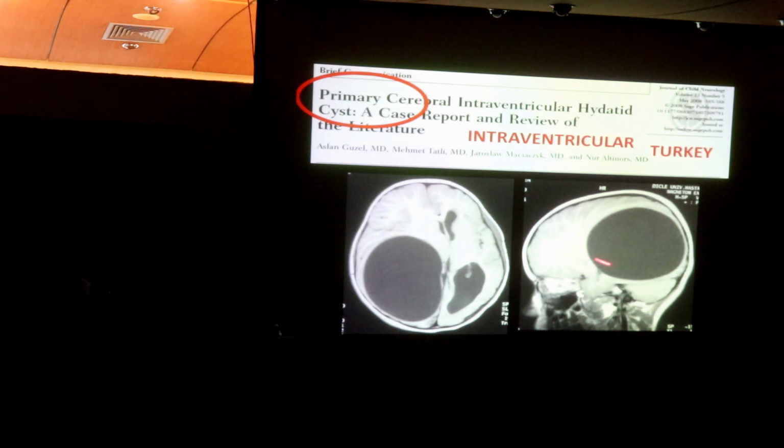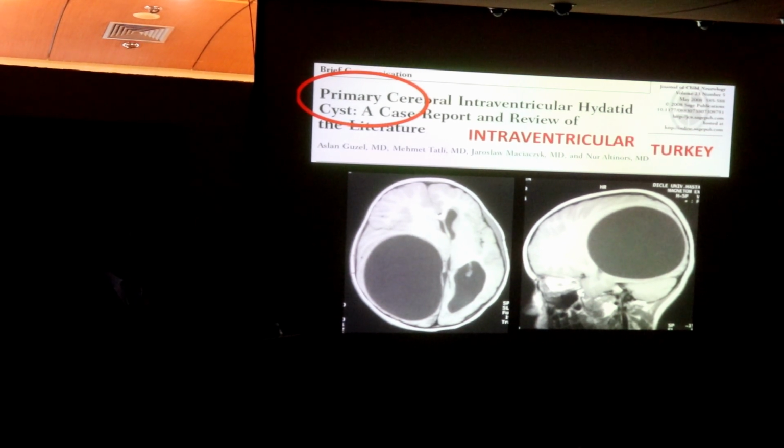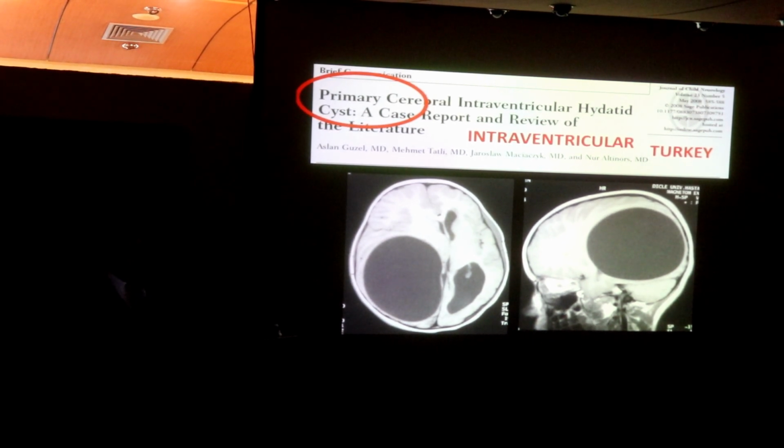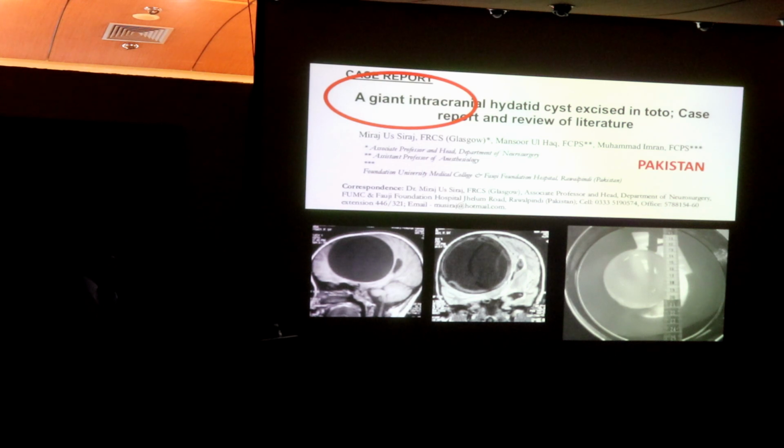Can be inside the ventricle. Hydatid inside the ventricle. Again, you may think of it as arachnoid or another type of cyst. This is a precautionary word to our residents. Do not open any cyst unless you are sure it is not hydatid, and take all the measurements and all the precautions. From Pakistan, again, this giant cyst.